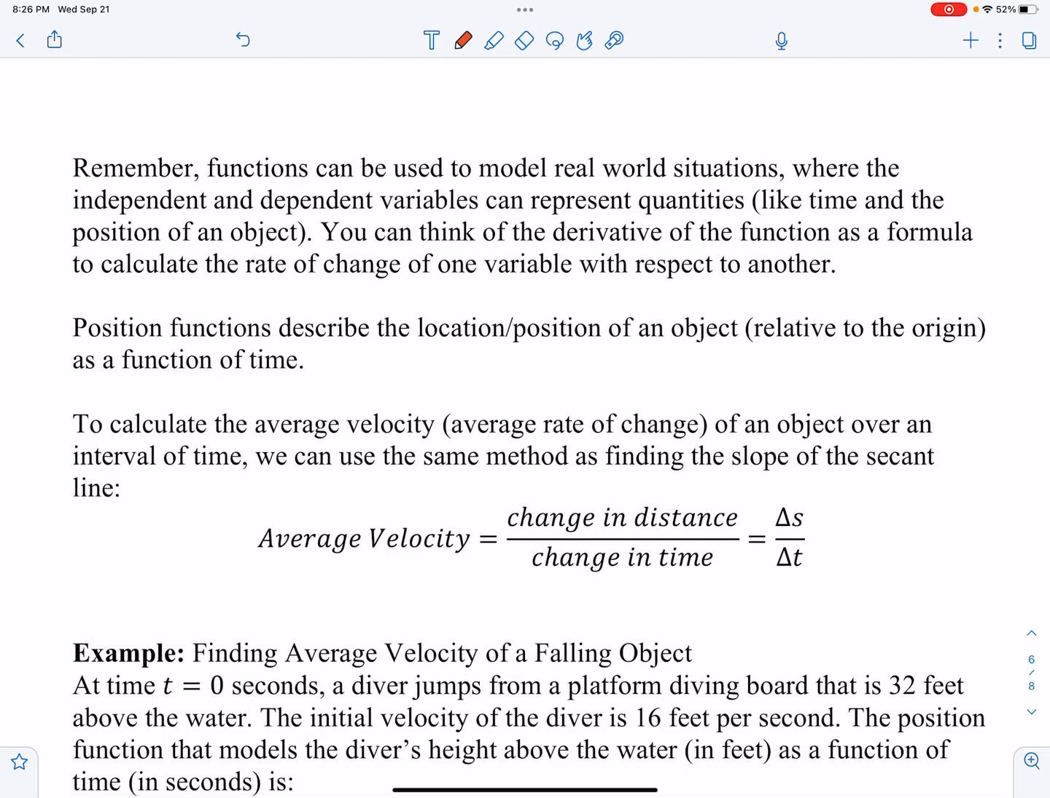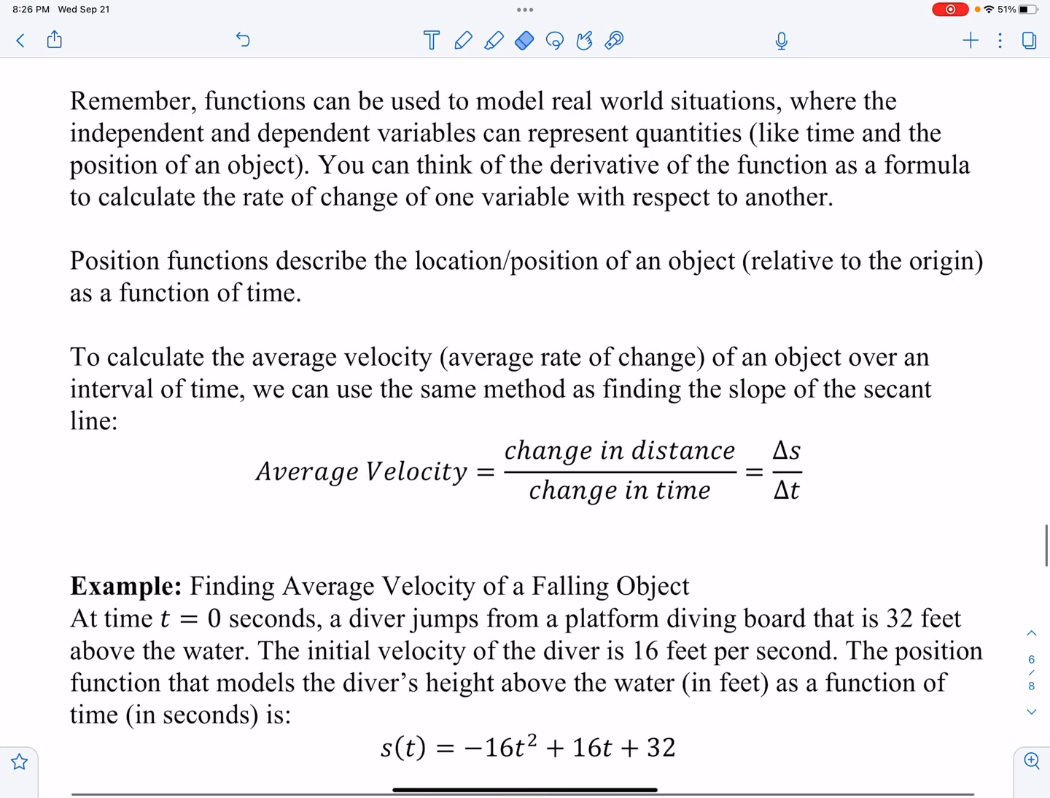Okay, so remember, functions can be used to model real-world situations where the independent and dependent variables can represent quantities, like time and the position of an object. You can think of the derivative of a function as a formula to calculate the rate of change of one variable with respect to another. Position functions describe the location or position of an object relative to the origin as a function of time. To calculate the average velocity or the average rate of change of an object over an interval of time, we can use the same method that we did for calculating the slope of the secant line. So you could use the slope formula, right? Change in y over change in x, change in distance over change in time.